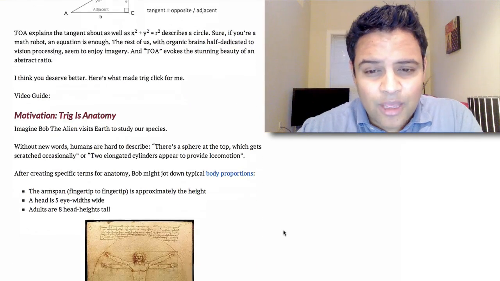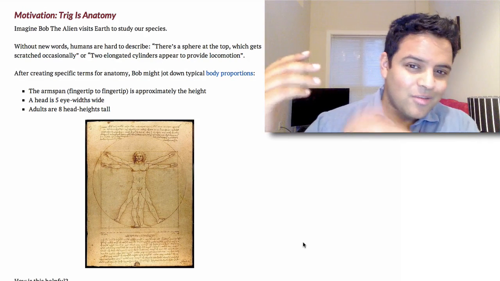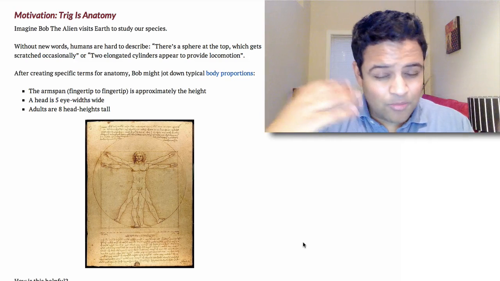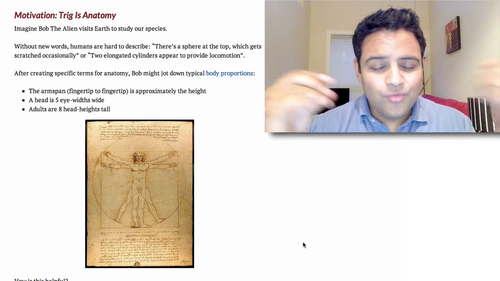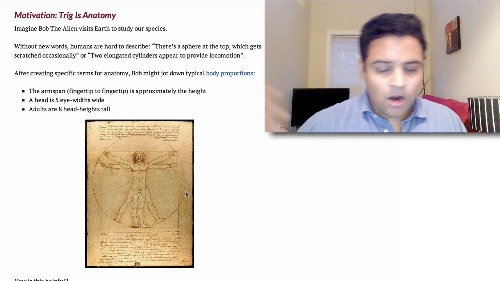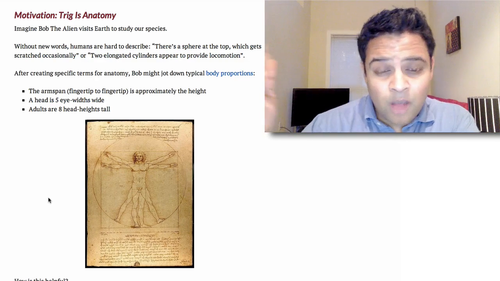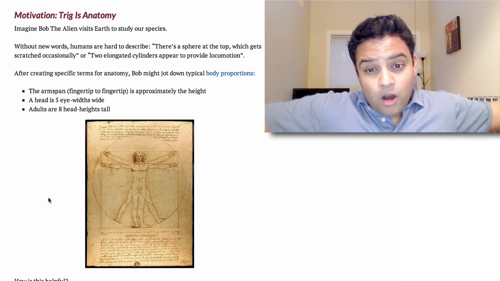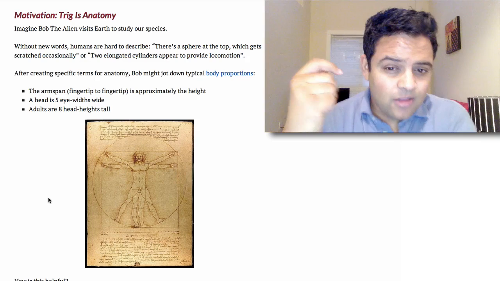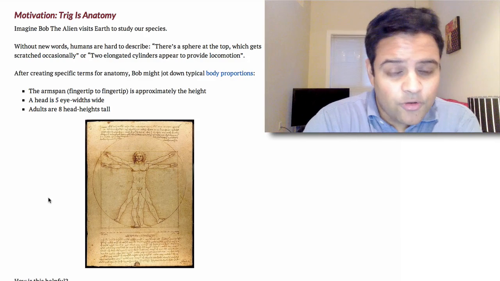Just as background, I basically see trigonometry as anatomy. So if you imagine an alien coming to Earth and trying to study people, until he starts giving names to the different parts of the body, it's really hard to find the connections. But if you name the different parts like head, arms, legs, torso, you can start seeing relationships. So one common one is that for most people, their arm span is equal to their height. So that means that if you find somebody's jacket, you can spread it out, estimate the hands, and now you have a pretty good estimation of their height as well.